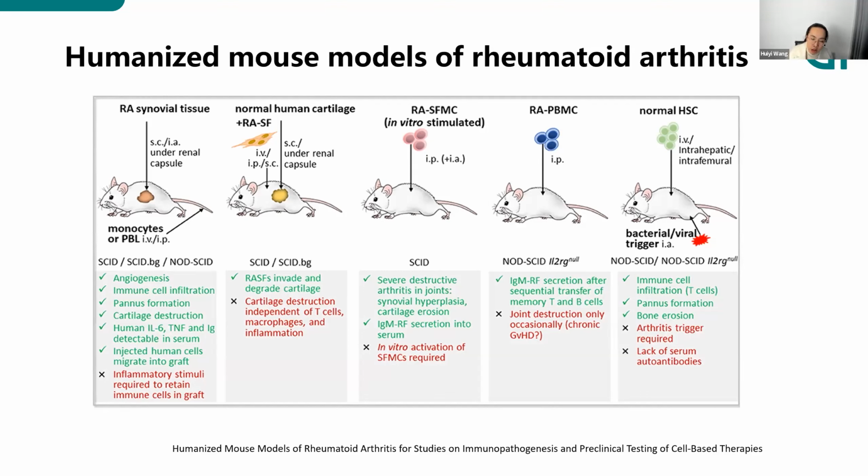Gempharmatech has tried this method to construct the eye disease in the humanized mouse models, and we found that the injection of bacterial or viral triggers could induce the eye symptoms in the mouse model.